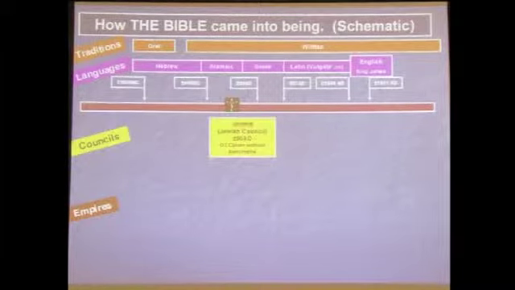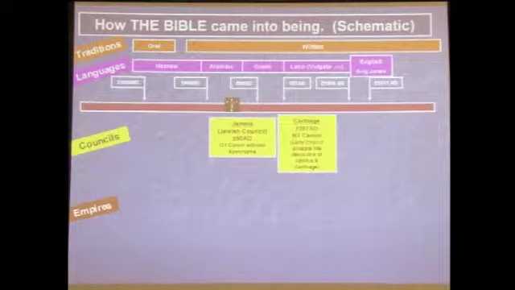If we go to the councils, there are 3 major councils that are important to be aware of in how the Bible came into being. The first one is Jamnia. It was a Jewish council about 90 AD, and that is where the Old Testament was fixed as it is in the Bible. And then the next one was Carthage in about 397 AD. The early church accepted the decisions of Jamnia and Carthage.